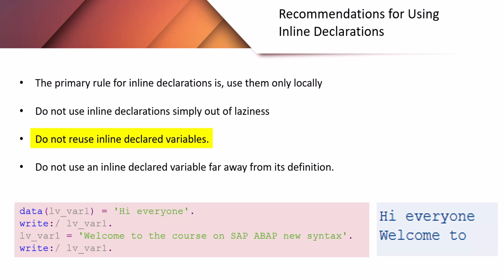Do not reuse inline declared variables. If you need the same variable more than once, for example, in different try structures or in subsequent loops, then declare the variable explicitly in the program. Do not use an inline declared variable far away from its definition. It affects the readability of your coding and makes your coding prone to errors.